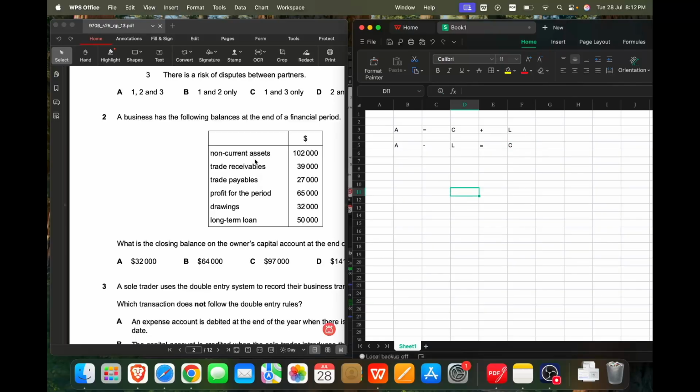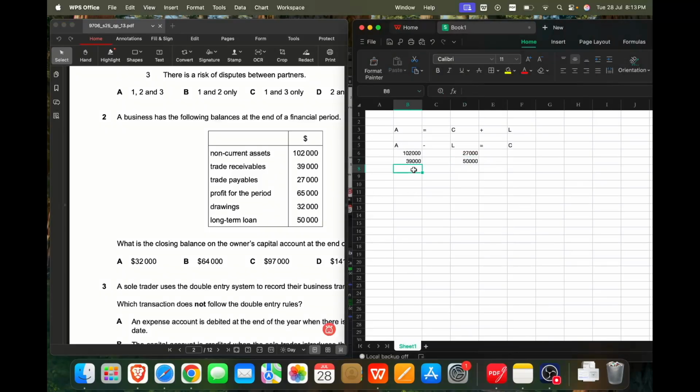So let's write down the assets. We have the non-current asset of 102,000, and then we have trade receivables of 39,000, and then this is a liability. This too is already adjusted in the capital, and this is a liability. Okay, so these are the two assets. Liabilities that we have are 27,000 and 50,000.